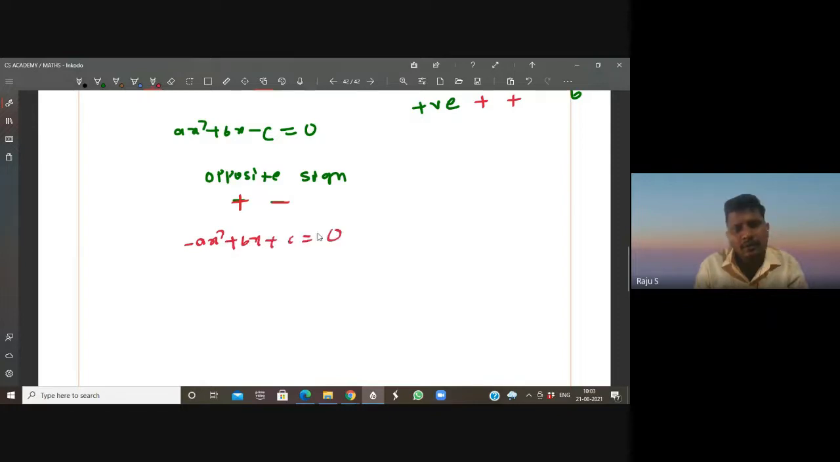Exactly what I told: A and C are opposite sign. A and C are opposite. Here A is negative, C is positive. Then one of the roots is positive, another root is negative. So it's not depending on the B coefficient. B may be positive, B may be negative. Don't consider that. Just look at A and C, whether they have opposite or the same sign.